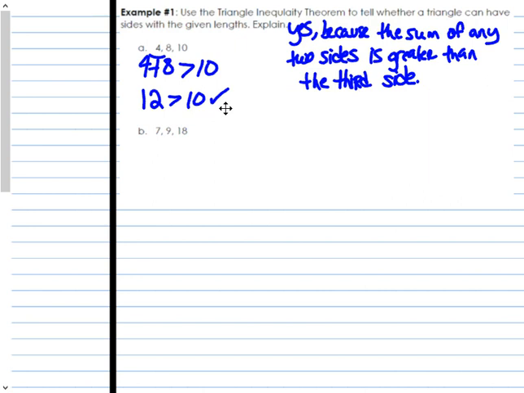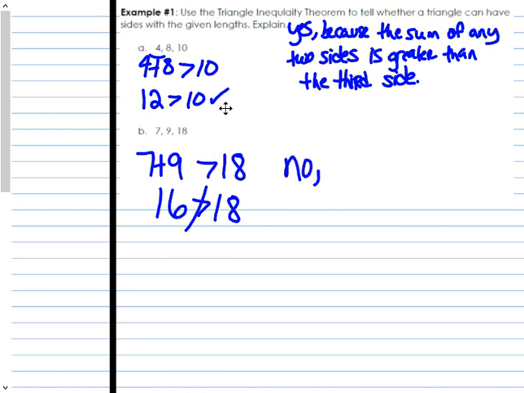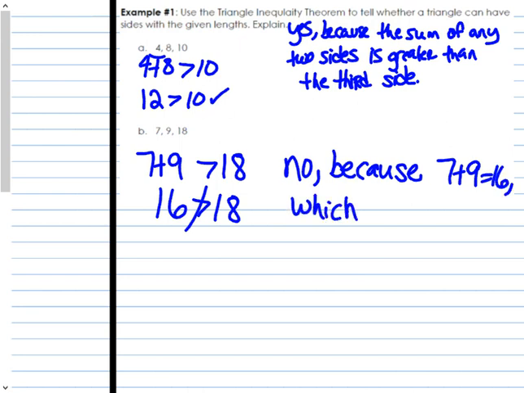Okay, so let's check the next 2. So my 2 small numbers are 7 and 9. So I need to see if 7 plus 9 is greater than 18. 7 plus 9 is 16. Is that greater than 18? No, it's not greater than 18. So you could not have a triangle with the sides of 7 inches, 9 inches, and 18 inches because 7 plus 9 is not greater than 18. So you need to say no because 7 plus 9 equals 16, which is not greater than 18.